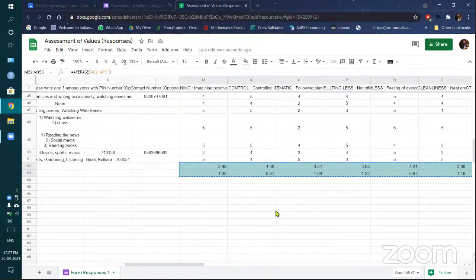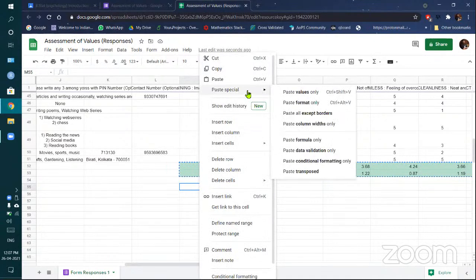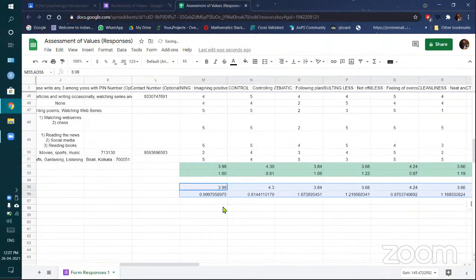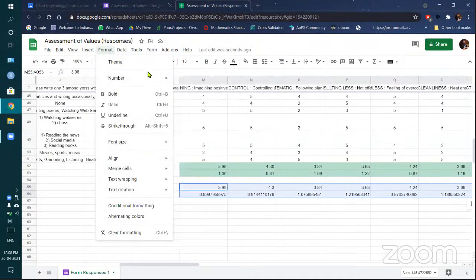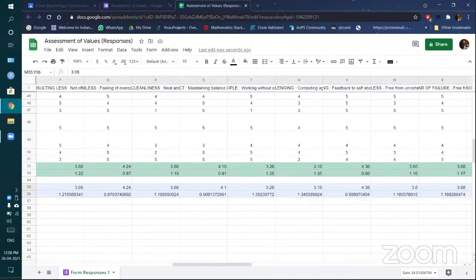I'm not understanding. Okay, go to M55. M55. Then right click. Then paste special. Yes, sir. Then values. Then copy. Again copy. Copy the total.